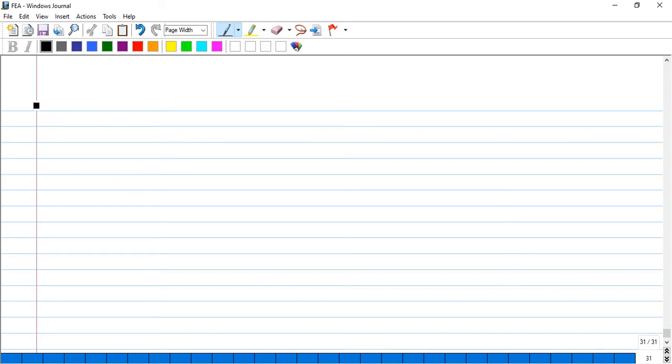I will just write down the problem statement in a brief manner. So here we need to use the RR method to find stress and displacement. These are the two unknowns that we need to identify.